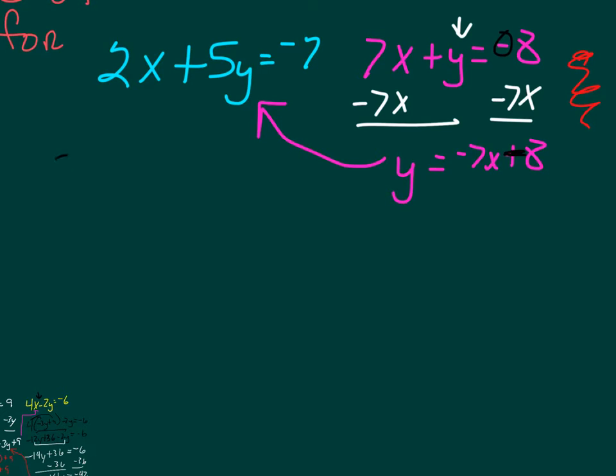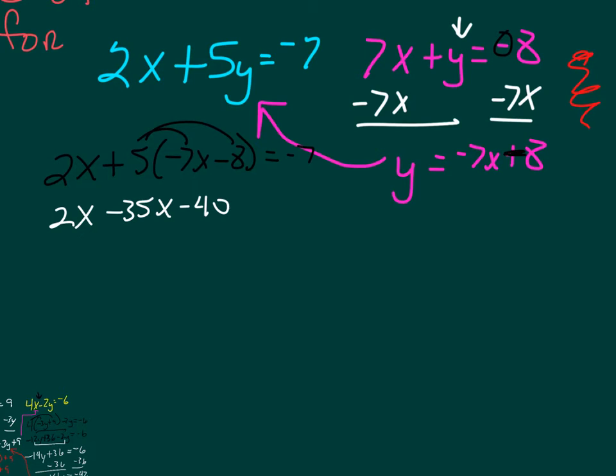So now when I solve this, I'm going to plug in negative 7x minus 8, and then equals negative 7. So now I'm going to solve this problem. I'm going to distribute the 5. And what I end up getting is 2x minus 35x minus 40 equals negative 7. I'm going to combine like terms. I get negative 33x minus 40 equals negative 7. Oops, that's supposed to be an equal sign.